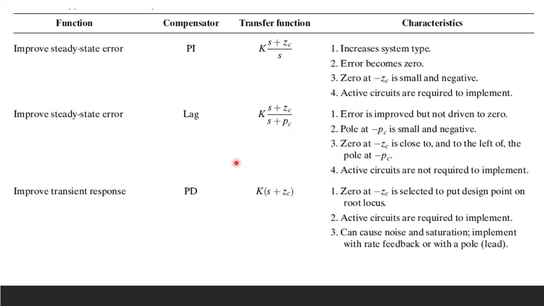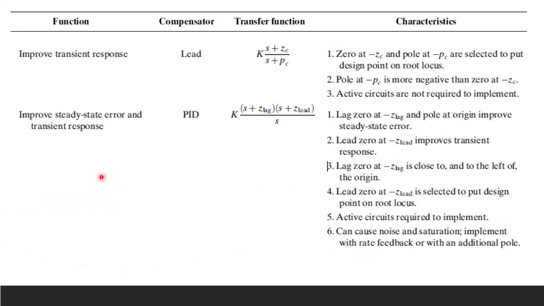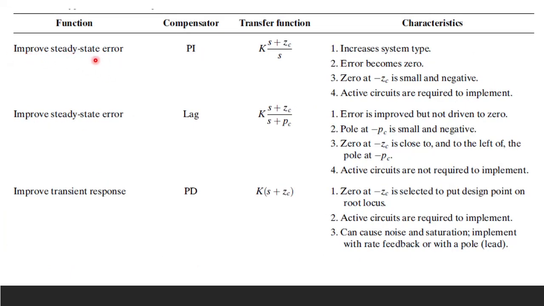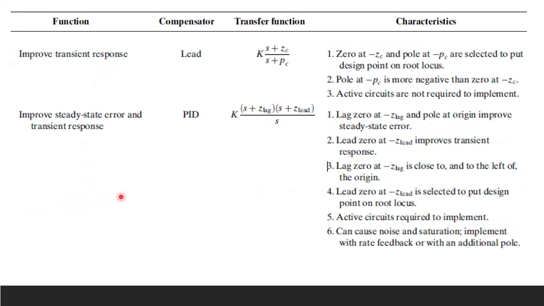Then the PD controller. In PI we use 1 upon s as an additional pole, and now we'll be using an additional zero in the PD because s is not divided but multiplied here. It has other features, and it will improve the transient response of the system. If I collectively want to improve the steady state as well as the transient response, I use a PID controller, which has the features of both, but that uses other functions, which are your lead controller and lag controller.